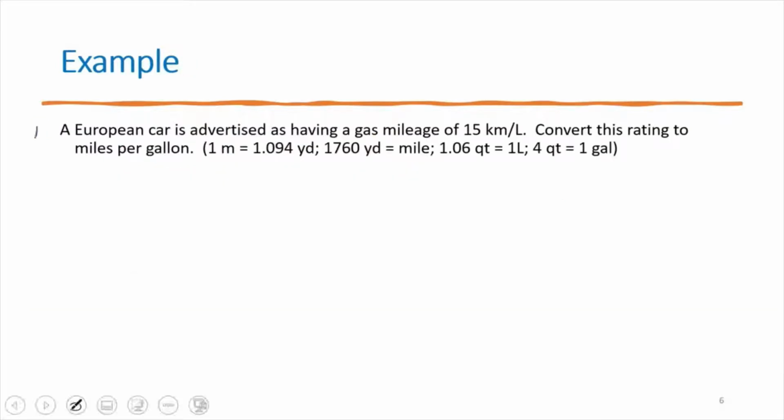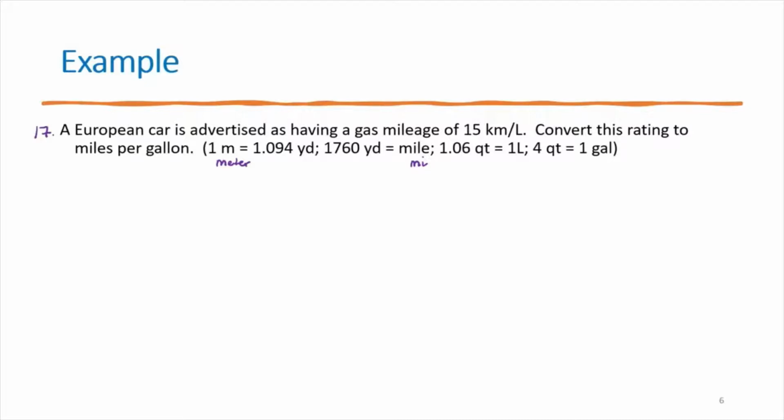Okay, number 17. A European car is advertised as having a gas mileage of 15 kilometers per liter. Convert this rating to miles per gallon. We have some conversions that we're provided with here. We've got 1 meter, lowercase m, means meter, equals 1.094 yards. 1,760 yards equals 1 mile. We use MI to abbreviate miles. 1.06 quarts is equal to 1 liter, and 4 quarts equals 1 gallon.